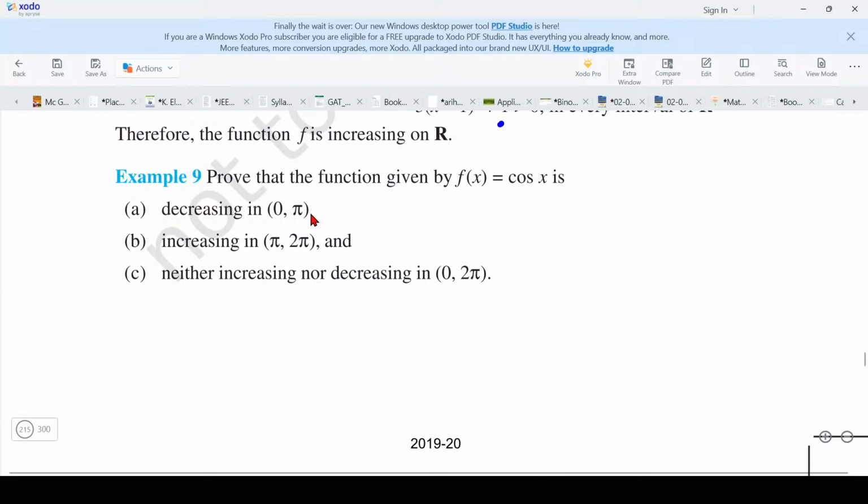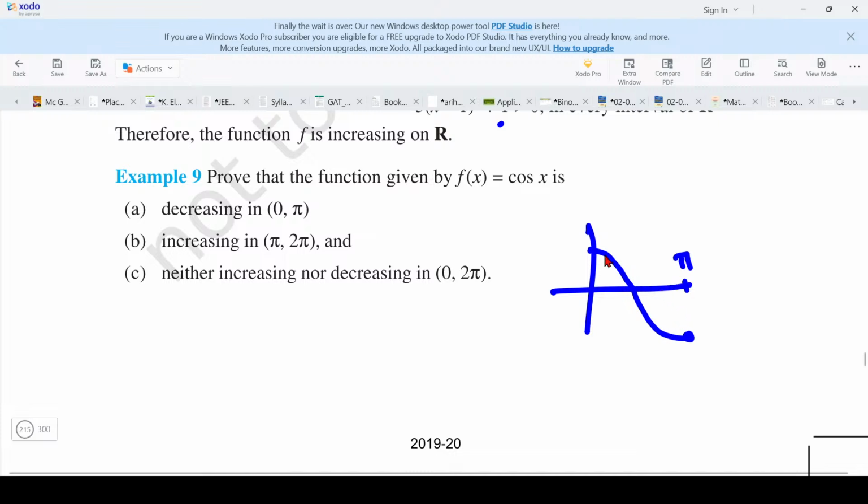Have you understood this? f dash x is minus sin x, right? Sin x is positive between 0 and pi, so minus sin x is negative. What does that mean? This function's slope is actually negative. So that's why for cos x, between 0 and pi, from here to here, the slope is actually negative. Obviously, the function is a decreasing function.